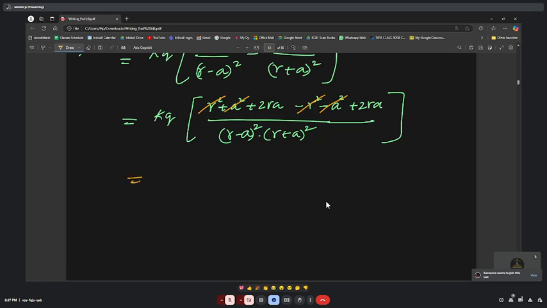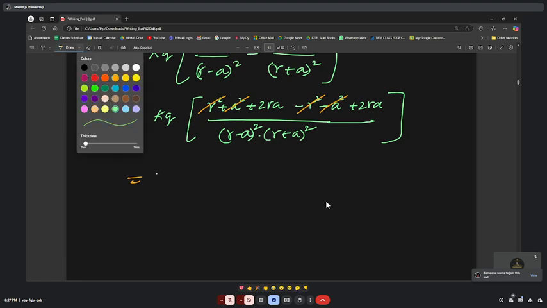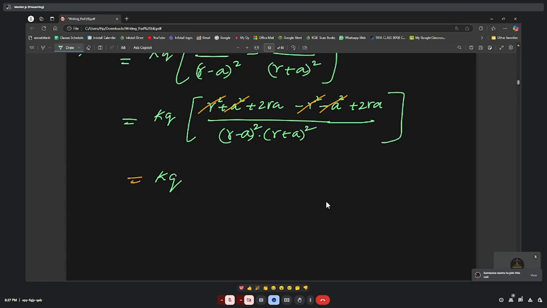So you get the expression as KQ, inside the brackets you have 4RA upon, now can you see the denominator term is of an algebraic identity, if you can understand. It's of the form A minus B into A plus B. So I can write it as A squared minus B squared, which is R squared minus A squared. But remember, there is a whole square. So we can express it like this.